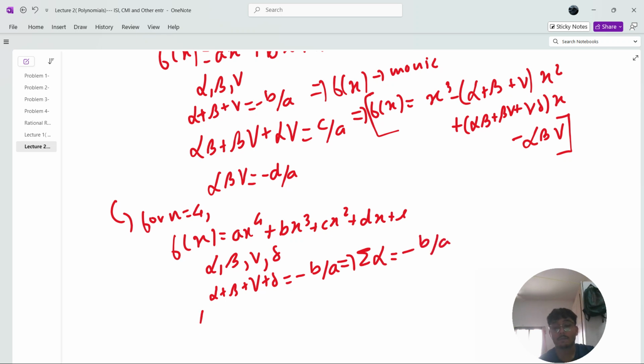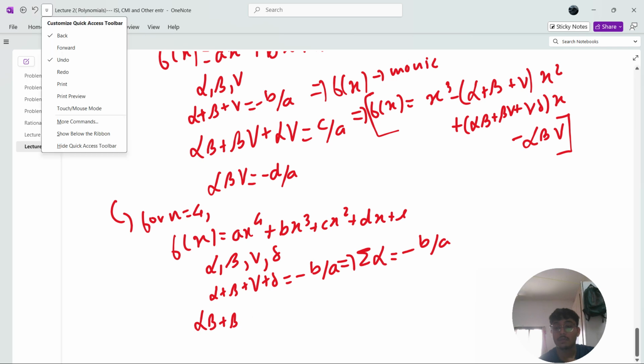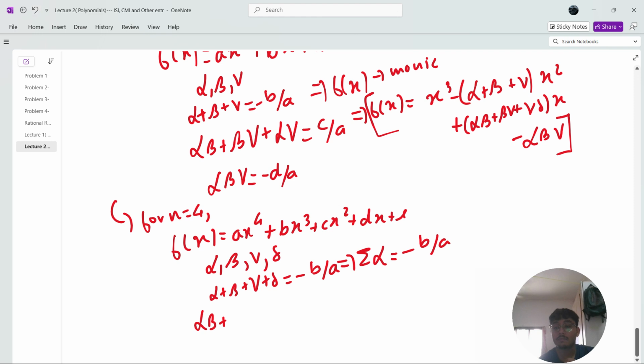Next comes alpha beta plus beta gamma. Probably this is where mistakes can happen, so I'll be writing it sequentially, taking two at a time. Alpha beta plus alpha gamma plus alpha delta. For beta, beta alpha is already done, so beta gamma plus beta delta. For gamma, gamma alpha and gamma beta are already done, so gamma delta. And for delta, I don't have any terms left.